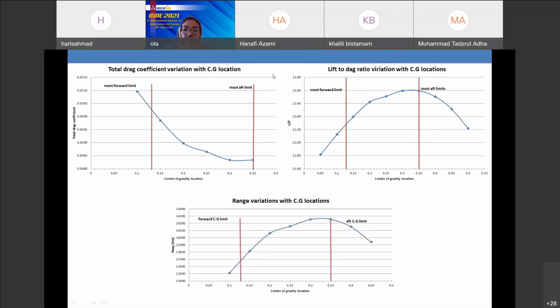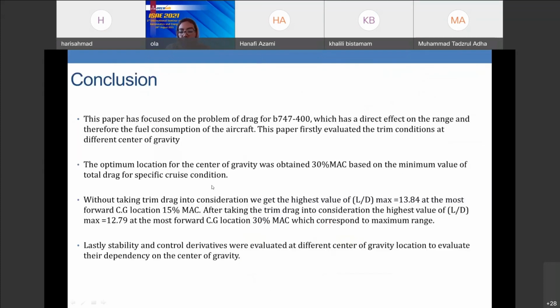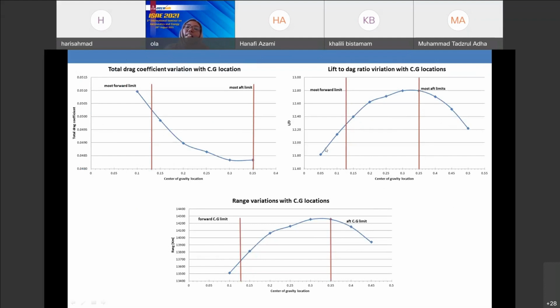So now in this page here, this is after we added the value of the trim drag. As we see, the red line here represents the limitation of the CG for the aircraft. This is specified by the manufacturer. So as we move up, the drag decreases. The second graph here represents a lift to drag ratio. Also, as we see, the lift to drag ratio increases as we move up. And also the range of the aircraft, because the range depends on the lift to drag ratio value.